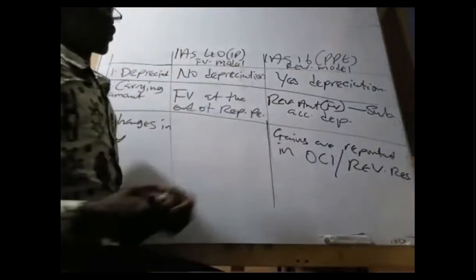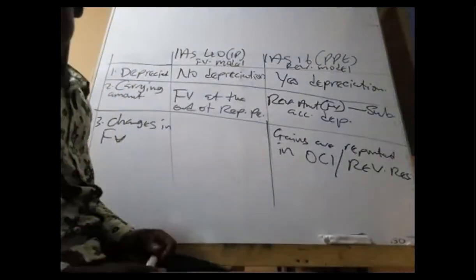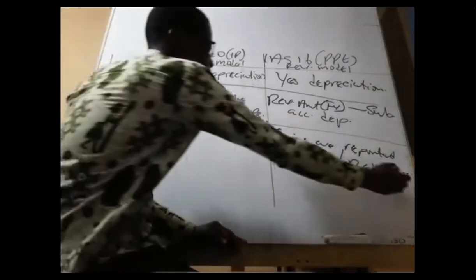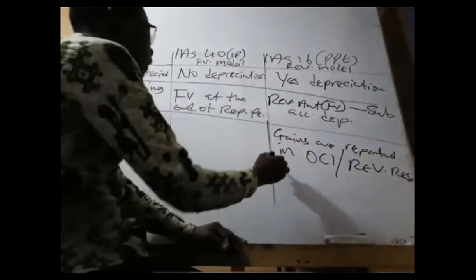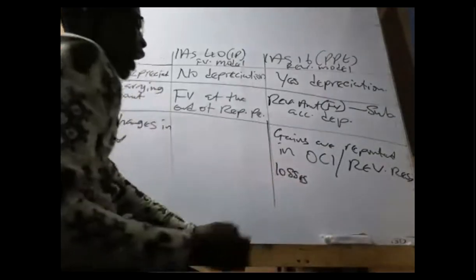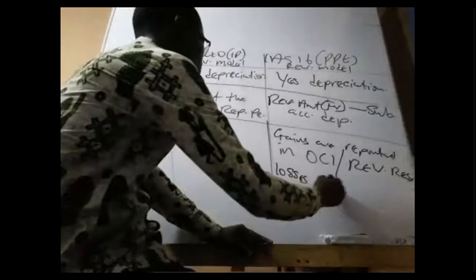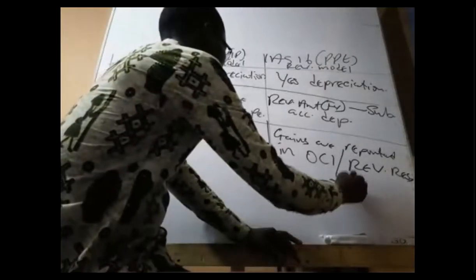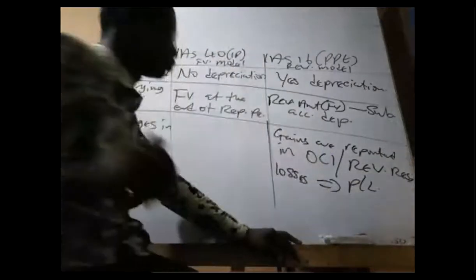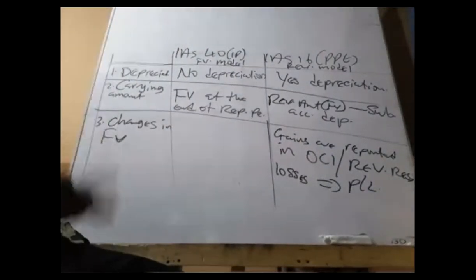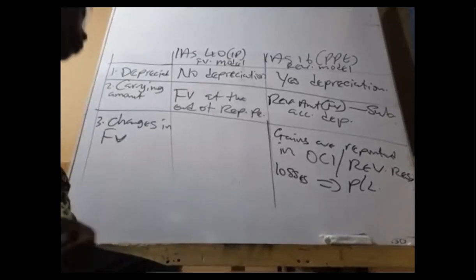Good. Gains are reported in OCI or the revaluation reserve. What about losses? Losses are reported in your profit and loss, your P&L. Full stop. No reversal here, except when it's reversing a previous gain.